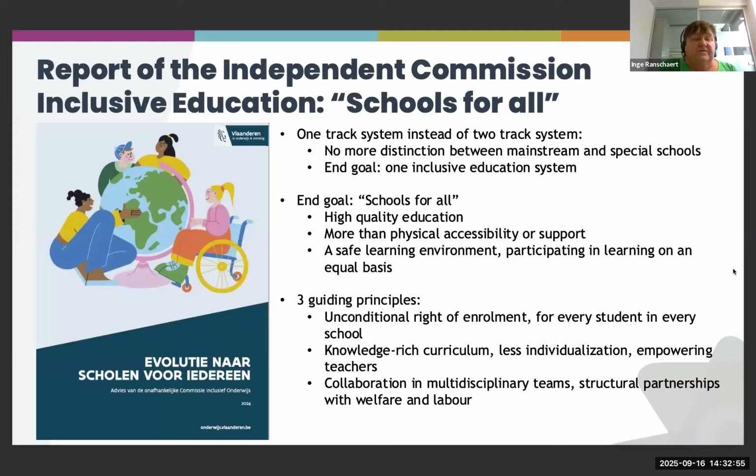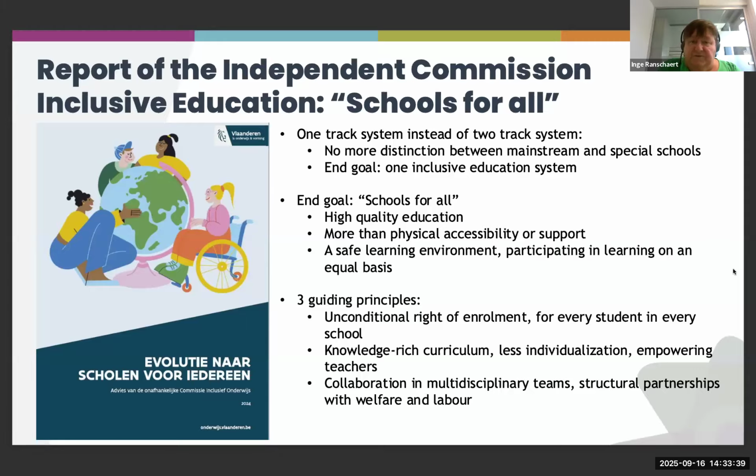We have a new Minister of Education. The one before her asked for research on schools for all. And so we have a report of the Independent Commission on Inclusive Education that puts schools for all very much in the picture. They want the system to go from a two-track system to a one-track system, with no more distinction between mainstream and special school, and really go at the end for one educational system. They want it to be high quality education.